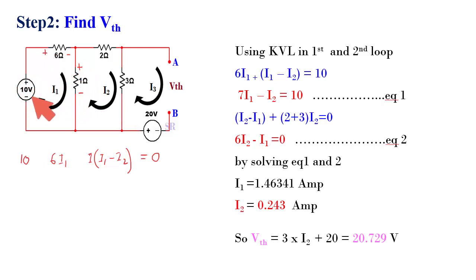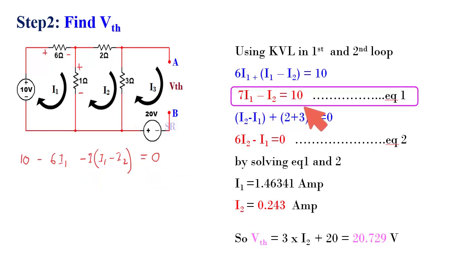If this will be considered positive, this will be considered negative because these are in series opposition. So this will be negative, this will be negative. This is the first equation. See here, this is that equation. From this, ultimately, we got this, the equation number 1.